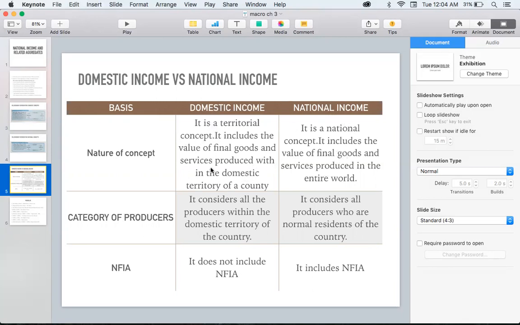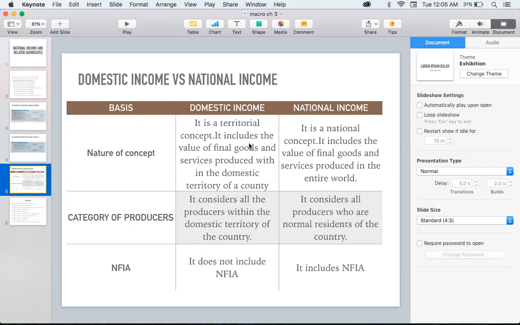First one, if it is produced within the domestic territory, that is domestic income. And whatever goods or services are produced in the entire world, if it is of our nation, it will be included in the national income. And the category of producers: for the domestic income, they should be inside or within the domestic territory. But for the national income, the producers can be anywhere in the world, but they should be the normal resident of the country.